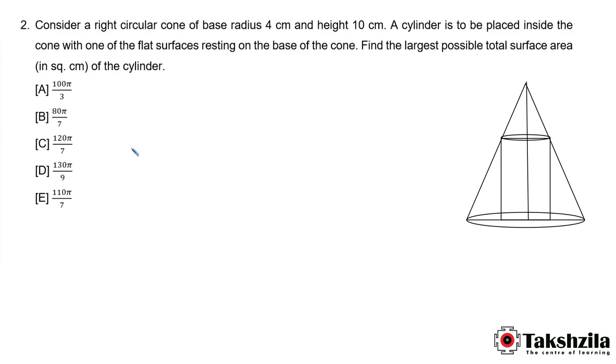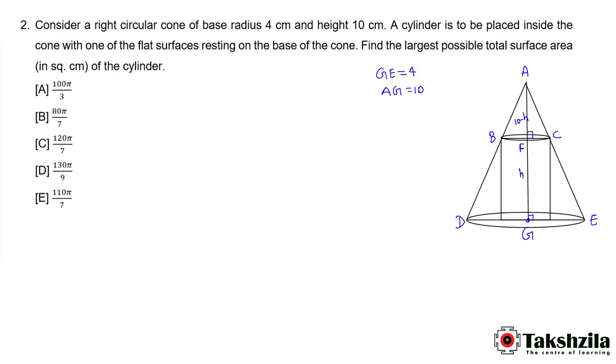For the right circular cone the base radius is 4. Let's name this A, B, C and D, E. Let's call this point F and this point G. So from this we come to know that the length of GE is equal to 4 and the length of AG is equal to 10. So if I assume the length of FG is equal to H, then the length of AF becomes 10 minus H. And this angle is 90 degrees. Similarly, this angle is 90 degrees.